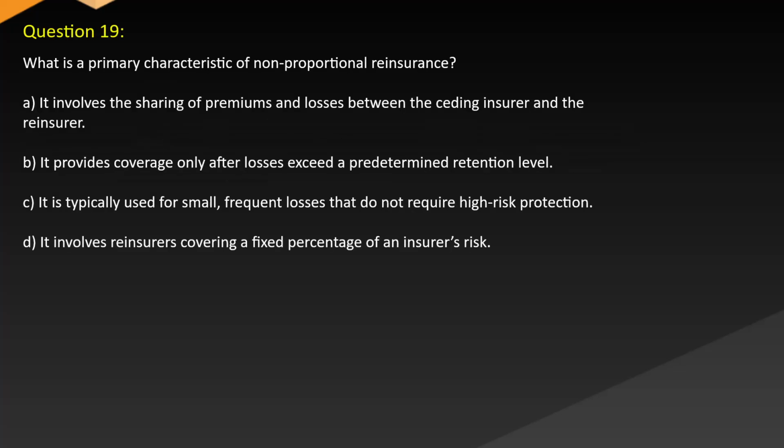Question 19. What is a primary characteristic of non-proportional reinsurance? A. It involves the sharing of premiums and losses between the ceding insurer and the reinsurer. B. It provides coverage only after losses exceed a predetermined retention level. C. It is typically used for small, frequent losses that do not require high-risk protection. D. It involves reinsurers covering a fixed percentage of an insurer's risk.